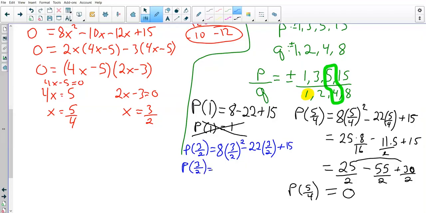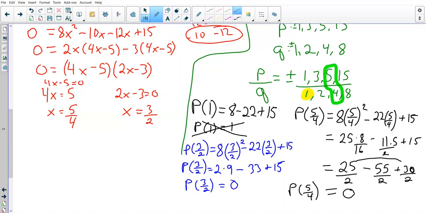Okay, so I can see that the 2 squared is going to cancel with the 4 and the 8, so that leaves me with 2 times 9 minus 33 plus 15. So 18 plus 15 gives me 33, minus 33. And again, we can see that that gives us a factor there.